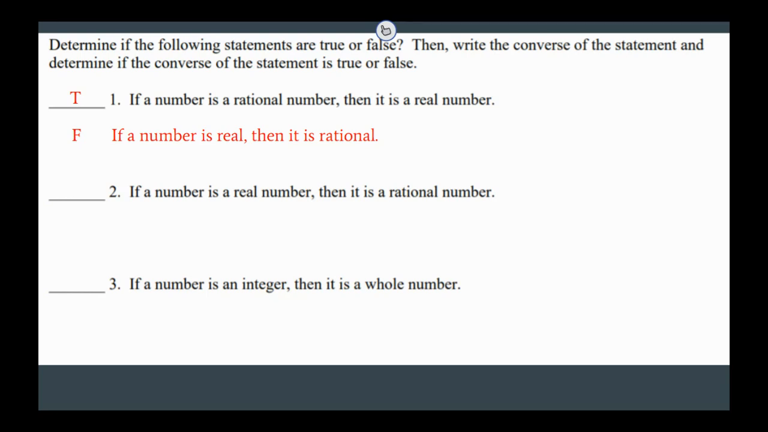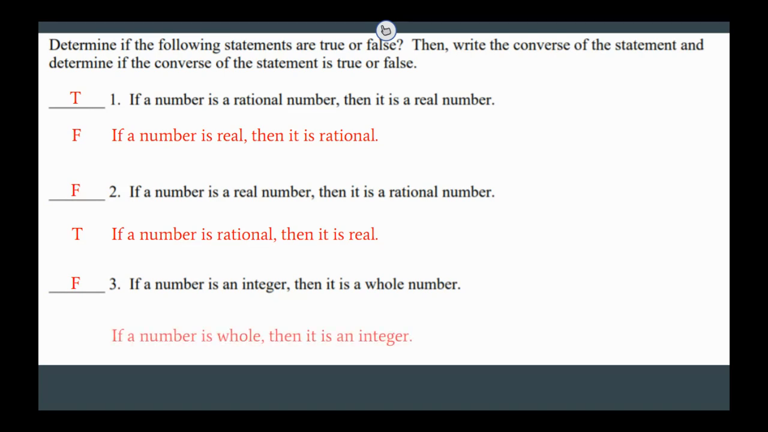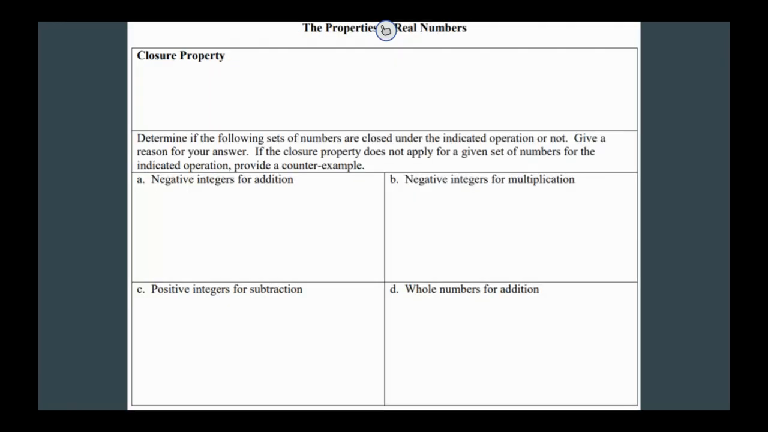All right, so number 2, if a number is real, then it is rational. We just answered that question, it was false, right? So the converse of that is going to be what we had in number 1, which we said was true. What about number 3? If a number is an integer, is it a whole number? No. But if a number is whole, is it an integer? Yes. That was wrong on my paper, I had to fix it.